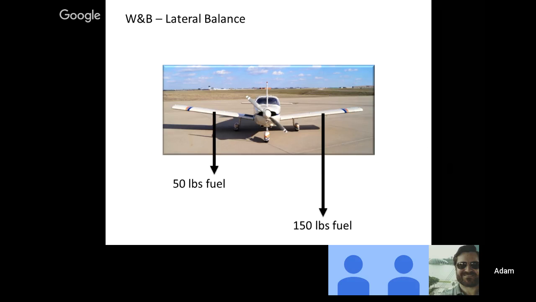So in this example, even though this aircraft is not flying, there is a lateral instability due to 100 extra pounds of fuel in the left wing as opposed to the right wing.